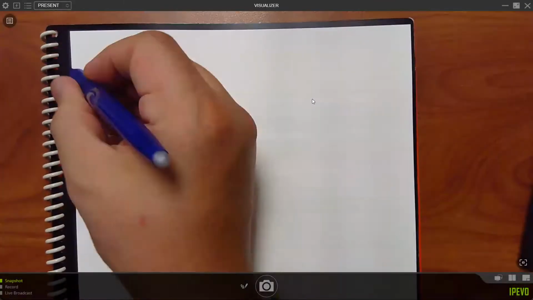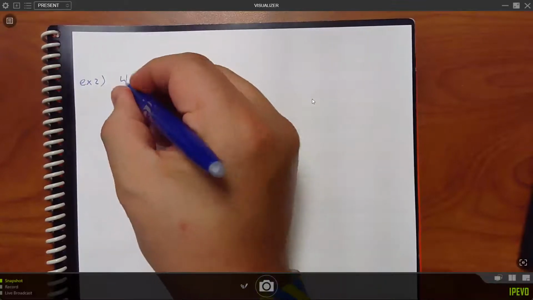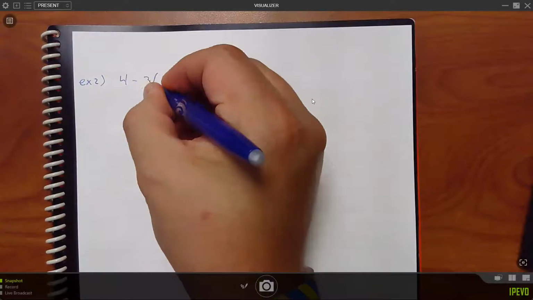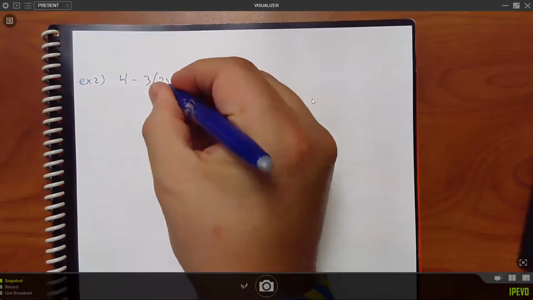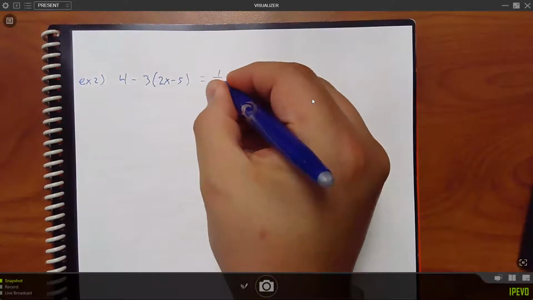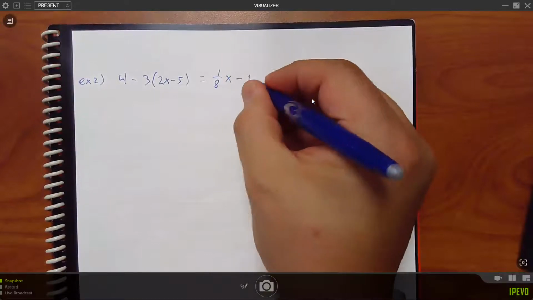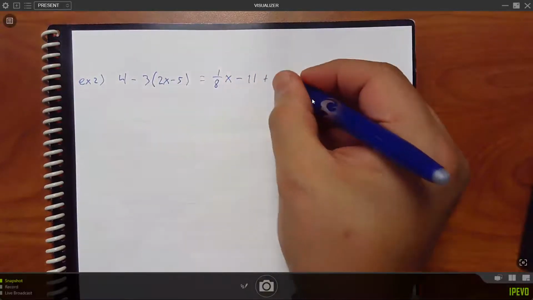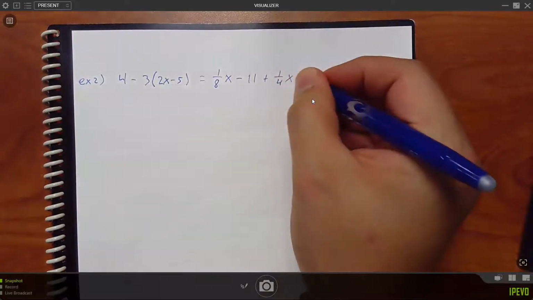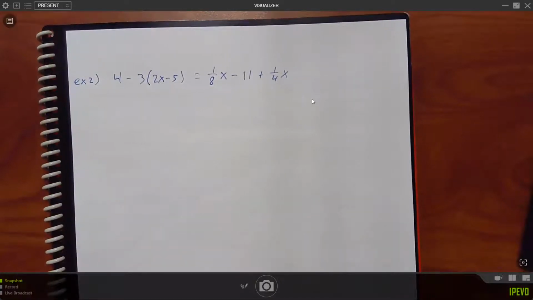Number 2 has a bunch of fractions here. Okay.